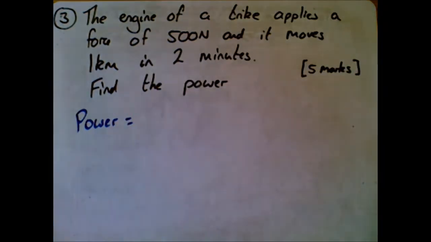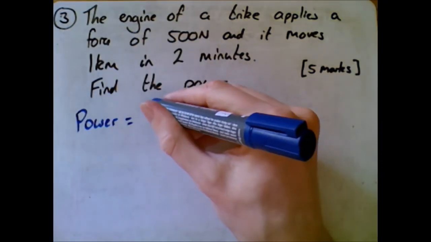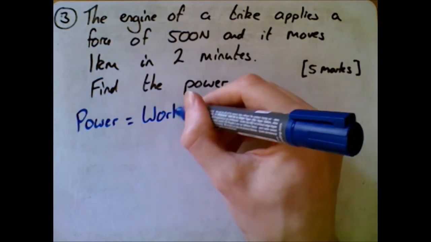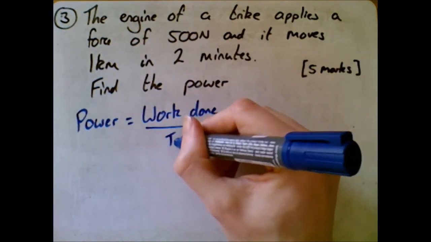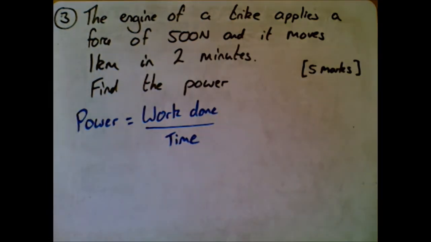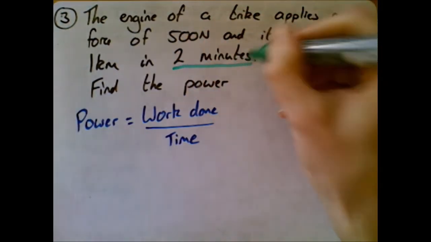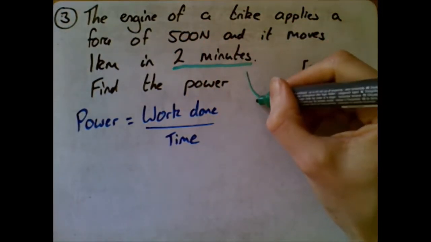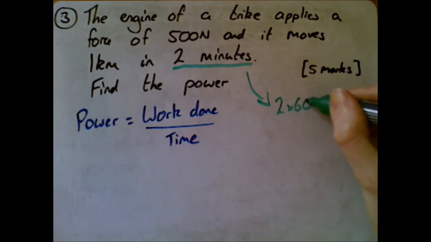However, I've realised that there's a force here, so maybe if we're looking at energy transferred by a force, I'm going to use this version of the formula. So power is work done divided by time. Now, you may well have noticed, and I hope you have, this 2 minutes. Well, we need that to be in seconds. So we're going to times that by 60. 2 times 60, 120 seconds. And that is something that we'd need to notice.